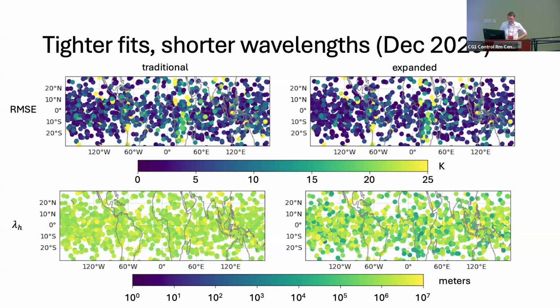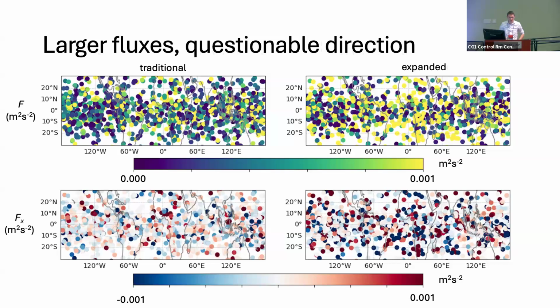And the right had the expanded approach. The top row there is the root mean square errors. The 2 panels look basically the same, but the dots on the right are darker, so it fits the profiles better, as we'd expect. And it's doing so using shorter wavelengths than the traditional approach is in this case. And so if the horizontal wavelengths are shorter, your gravity wave momentum flux is a little bit bigger, so you have more yellow dots at the top.